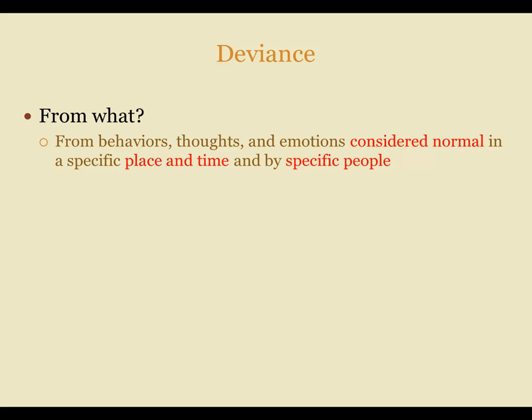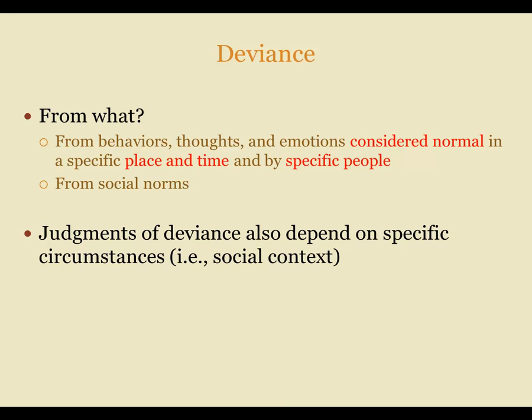So while deviance might be part of our puzzle, obviously deviant behavior isn't the only consideration, because if it was, we'd all be in trouble, because all of us at some point in time have done something that is considered abnormal in front of a specific people at a specific place and time. It's important again that we identify that this deviance is deviance from standardized or social norms. And we also need to make sure that we remember that the judgments and deviance also depend on specific circumstances.